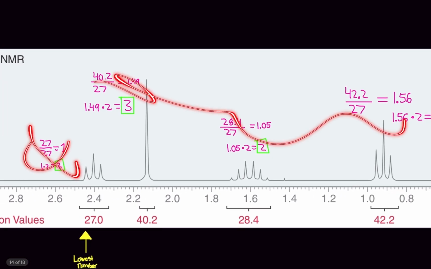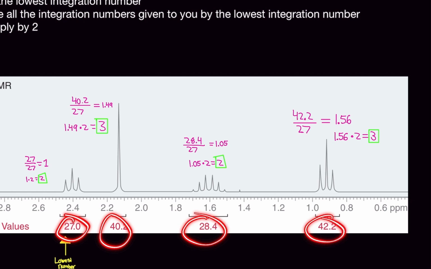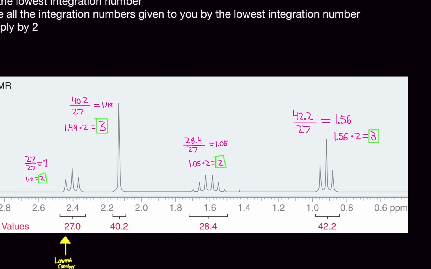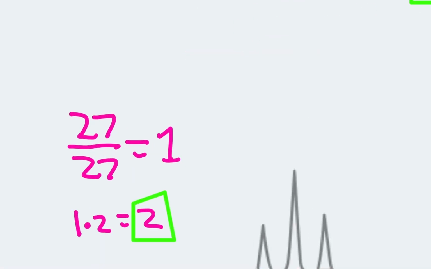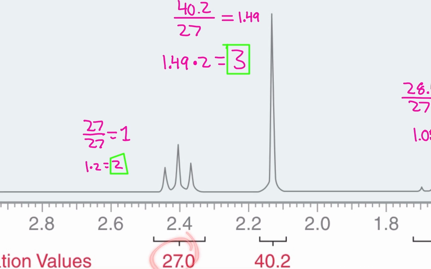You'll notice that we have 27, 40.2, 28.4, and 42.2. 27 is the lowest. So what we're going to do is take 27 divided by 27, because this peak corresponds to 27. We put 27 in the numerator, and since 27 is the lowest number, we put that in the denominator and we get 1. Then we take 1 and multiply by 2. So we get the final result as 2.